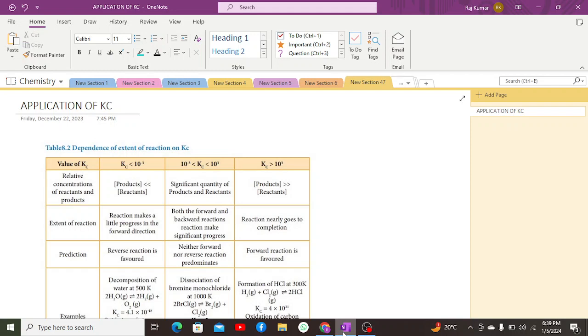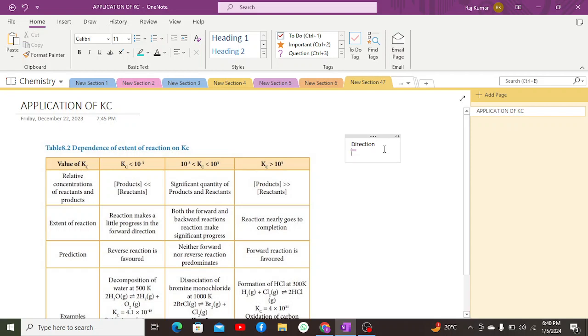Application of Kc. Why is the equilibrium constant utilized? Why is it calculated? What's the need of this? Basically, there are several purposes for the application of Kc. First, it is utilized to determine the direction of the reaction: whether it is going in the forward direction on the right side, or in the backward direction on the left side, or even if it does not have any direction, we conclude that it is an equilibrium reaction.